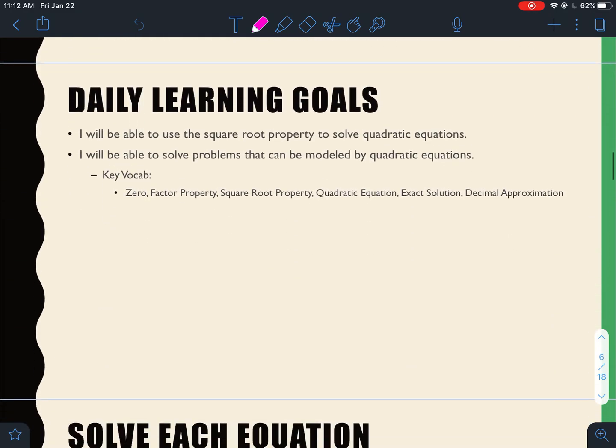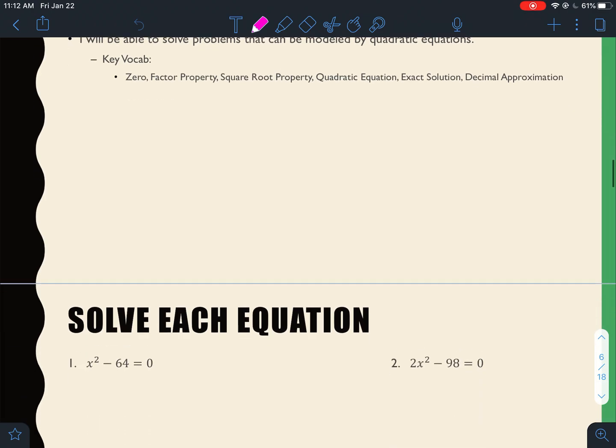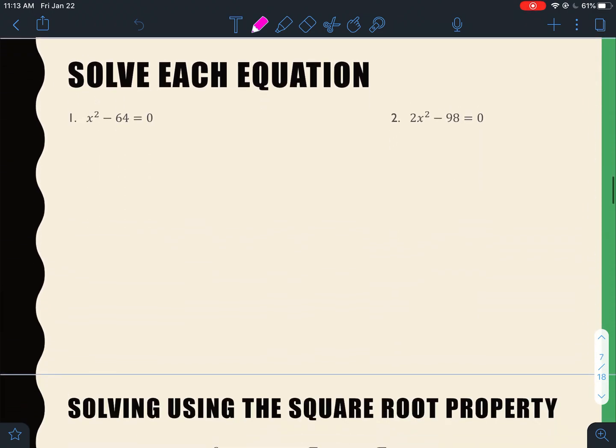So today we are going to talk about how to solve equations that contain quadratics, or equations that have a degree of 2. Today our method of solving those is called taking square roots. So we're going to use the square root property to solve quadratic equations. So how did we solve these in the past?